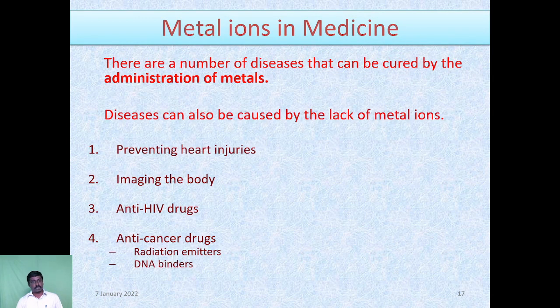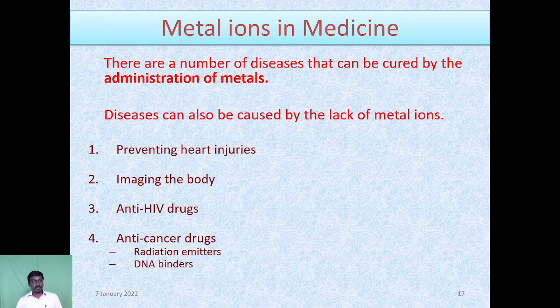And the next classification is metal ions in medicines. In the above discussion, metal ions in plants, humans, enzymes and proteins were covered in biological systems. But metal ions in medicines also play a vital role in our daily life. Metal ions are used in medicines for the treatment and cure of a variety of diseases. A number of diseases can be cured by the administration of metals, and diseases can also be caused by the lack of metal ions.